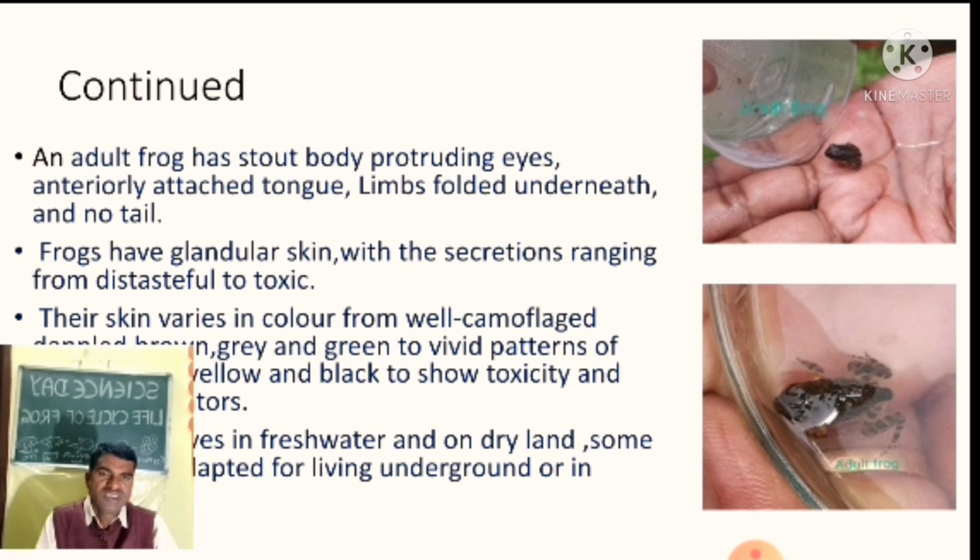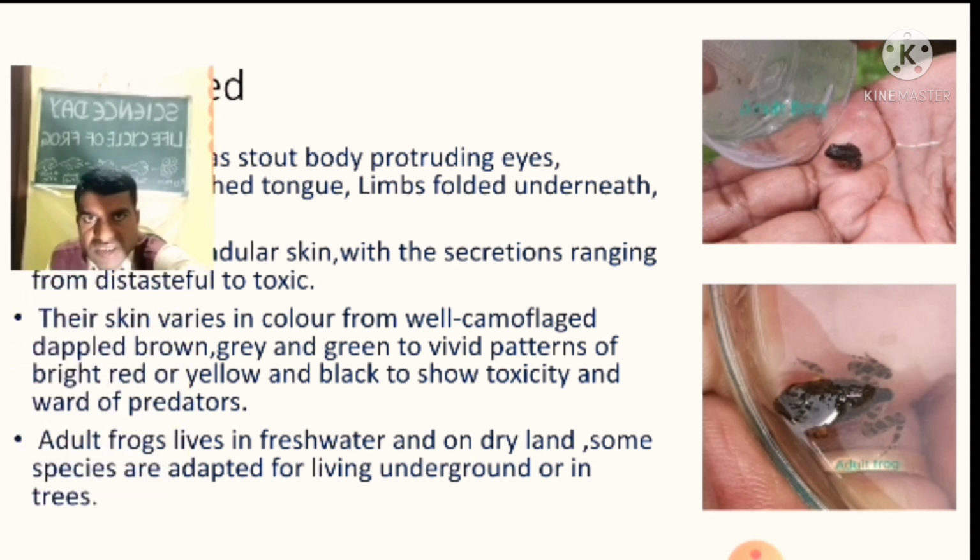In this stage, the frog is doing respiration with the help of lungs. When lungs become functional, the tail is reducing. Frogs have glandular skin with the secretion ranging from distasteful to toxic.